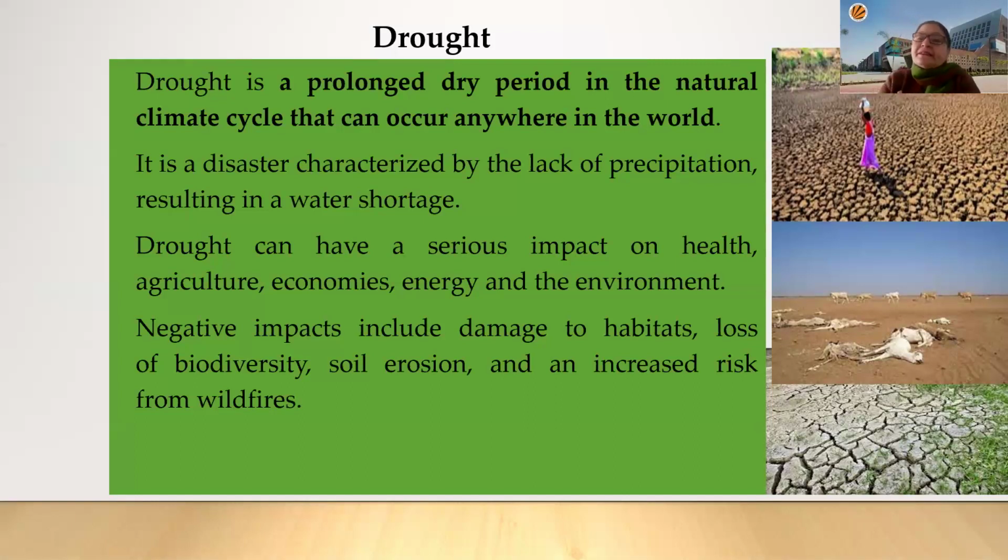Second is the hydrological drought. Hydrological drought means whenever there is less rainfall, our rivers, our canals, our water bodies, maybe the ponds, these dry up. So there is a shortage of water in all the rivers and water bodies. In this case, our life is affected badly or adversely.